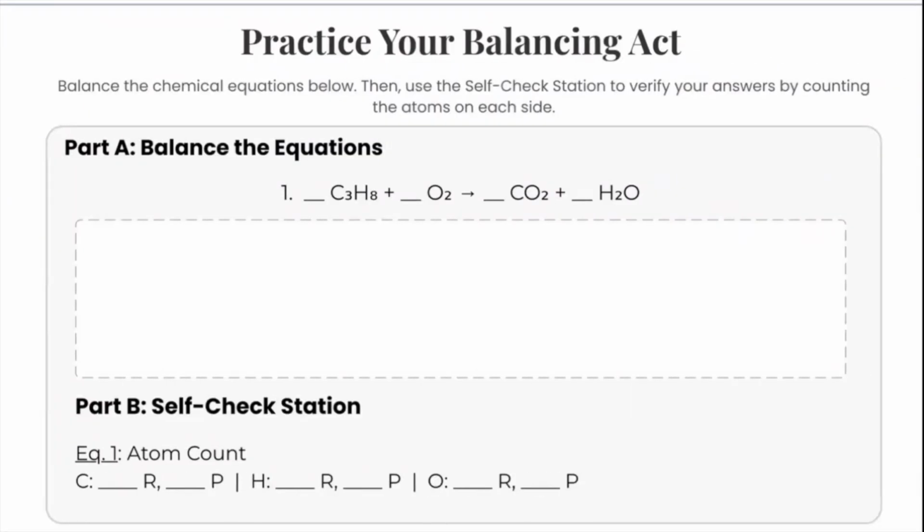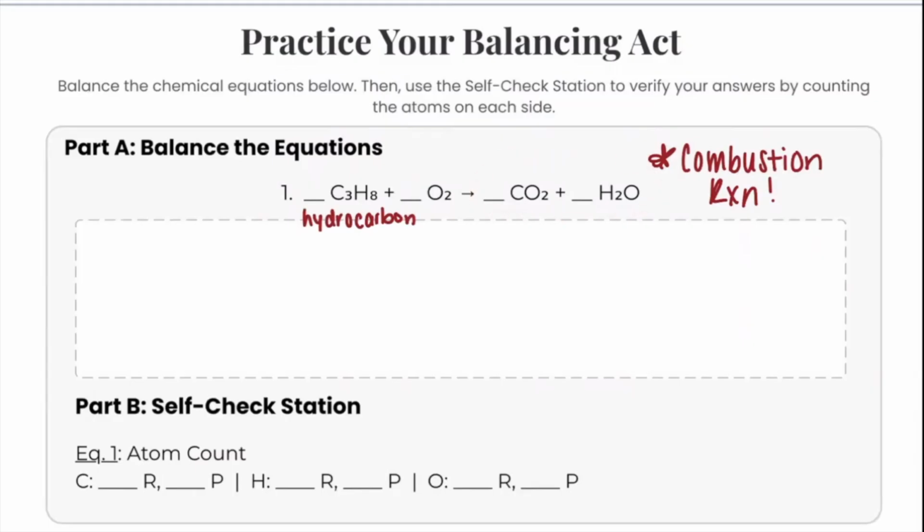Now let's try a slightly harder problem. Here we have C3H8 reacts with O2 to produce CO2 and H2O. And this is an example of a combustion reaction. And I promise we'll go deeper into combustions in another video, but for now, here's what I want you to know. In a combustion, the reaction always involves some type of hydrocarbon, so something made up of carbon and hydrogen, reacting with oxygen to produce carbon dioxide and water.